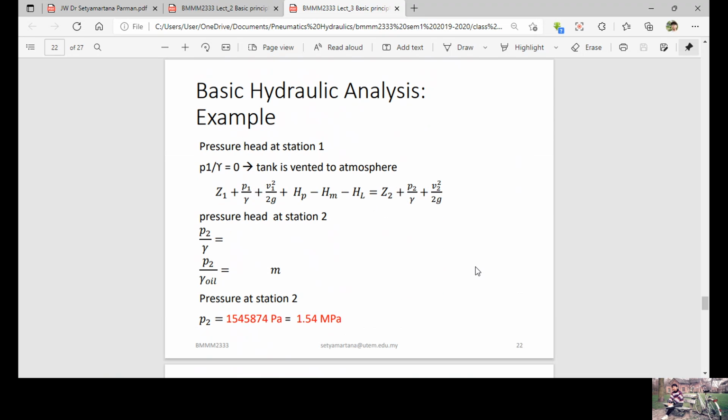Okay, then finally we can rewrite again the basic equation. This is 0, this has been calculated, this has been calculated, this has been calculated here, this has been calculated, and the value is 0. And then Z1 and Z2 are also known. So the term that has not been calculated yet is this P2.